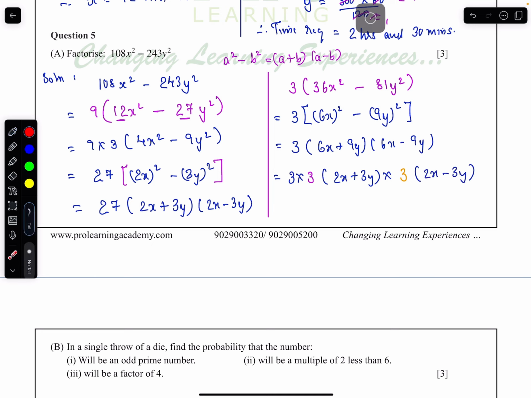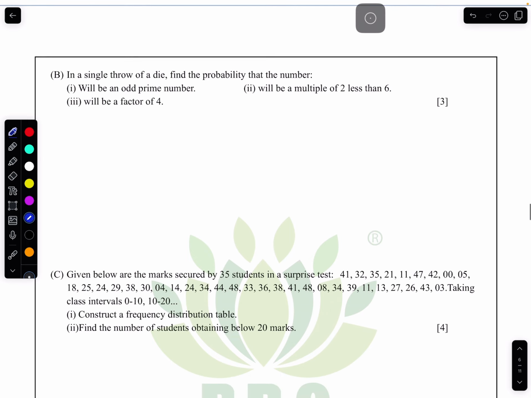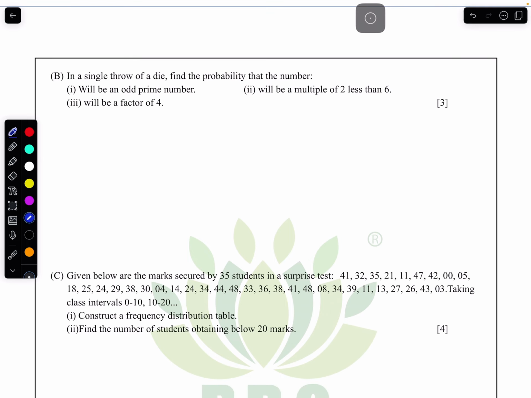So here, because these are just numbers, 3, 3, 3, they could be multiplied and written as 27. So we have 27 times 2x plus 3y, and this is 2x minus 3y, right here. So this is done. We are looking at B.